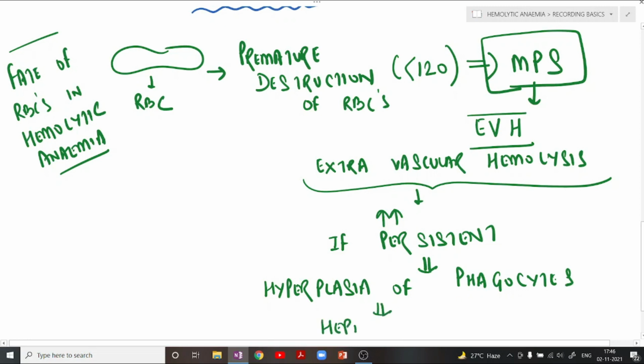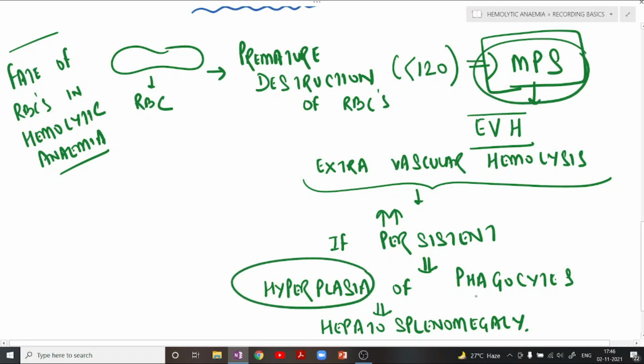So this is going to lead to hepatosplenomegaly. When there is an excessive breakdown of the RBCs, the site of breakdown, that is the mononuclear phagocyte system, is going to undergo hyperplasia. There will be hyperplasia of the phagocytes, because naturally more phagocytes will be required for clearing out the destroyed RBCs, leading to hepatosplenomegaly. So this brings us to the first very important type of hemolysis, that is EVH. Splenomegaly is a very important feature of extravascular hemolysis, EVH.